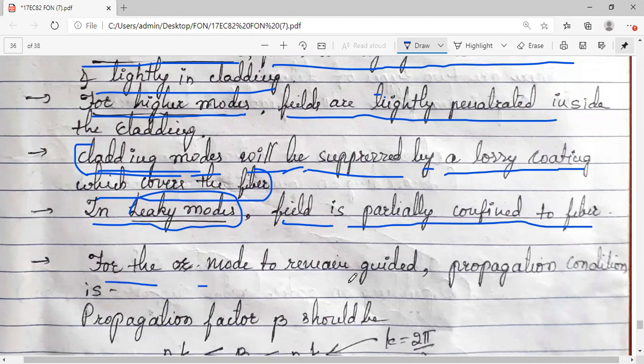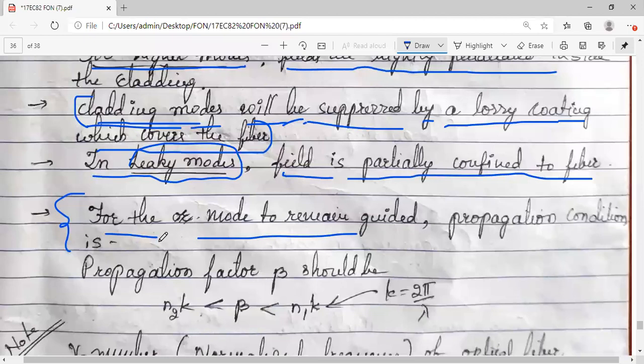For the mode to remain guided, this is important. Here we are getting some equations. These equations are helpful to you. So either it may be lower or higher. When it comes to lower modes, we want the major field to be at the center of the core. So in order for the mode to remain guided, the field should be at the center.